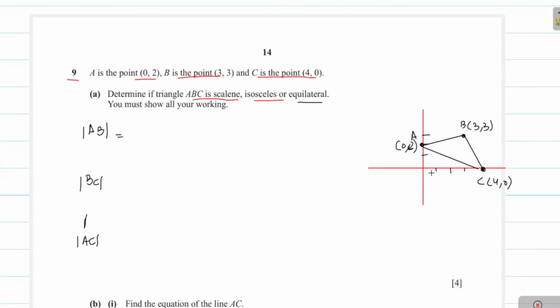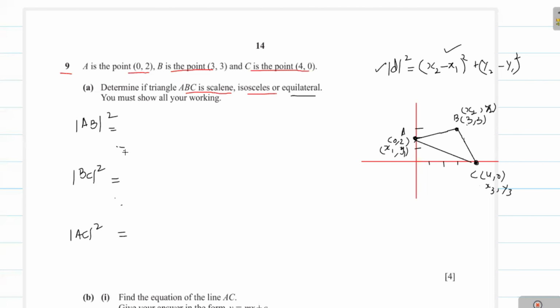For the distance AB, we use the distance formula: x2 minus x1 whole square plus y2 minus y1 whole square is equal to d square. This defines the distance between 2 points. Here we name the coordinates of A as x1, y1, of B as x2, y2, and of C as x3, y3.